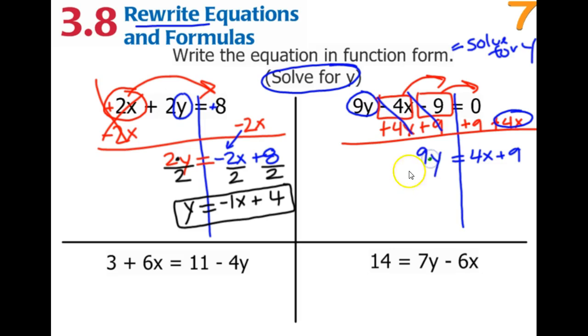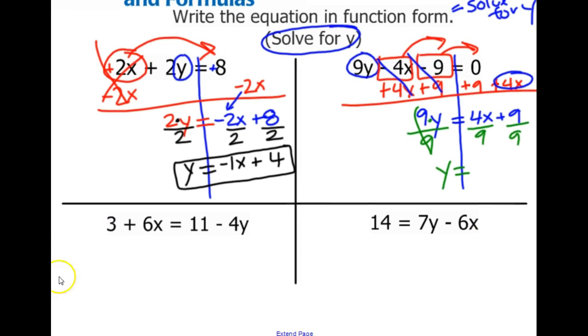And then last, the opposite of multiplying by 9 is divide by 9. So we have y equals, now 4 over 9 is not going to be a nice number, so just leave it as a fraction. 4 over 9x and plus 9 over 9, which is 1.